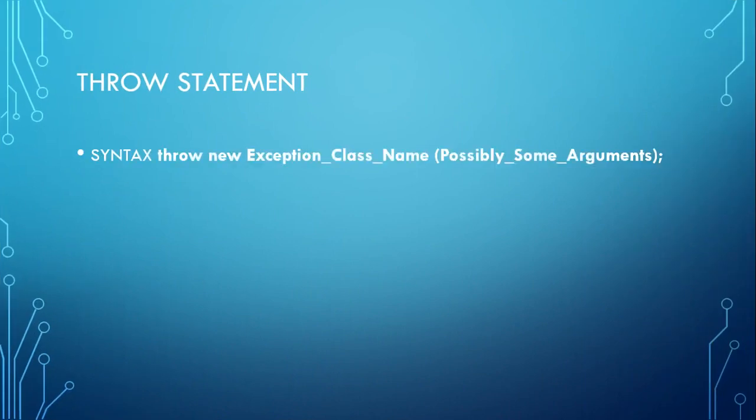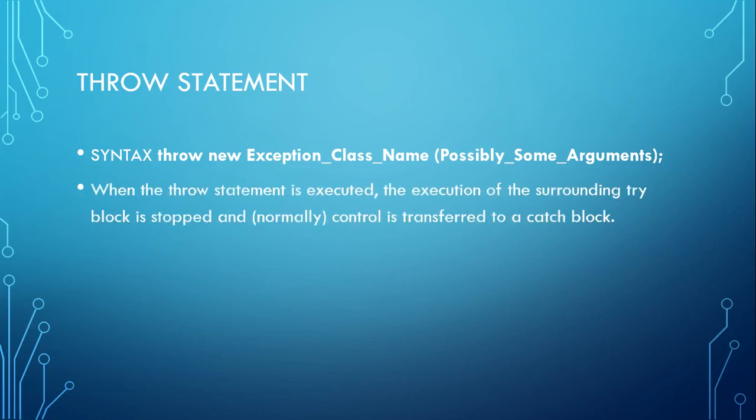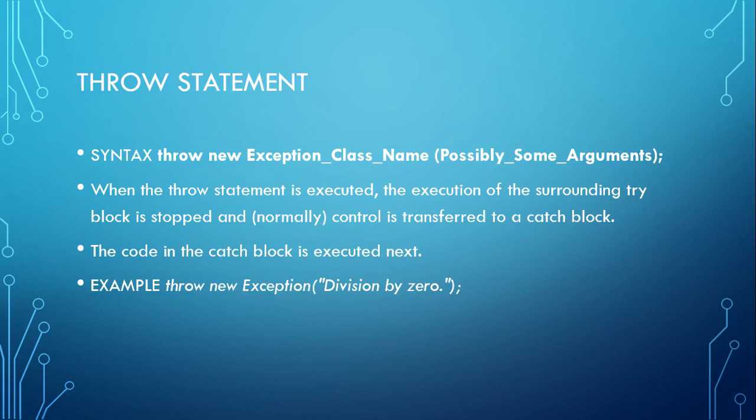So the syntax, throw new exception class name, possibly some arguments. All right. When we look at the syntax, the throw statement is executed. Therefore, the execution of the surrounding try block is stopped. And normally, control is then transferred to that of a catch block. So once it hits that throw statement, boop, jump out of the try block, go right to the catch block. The code in the catch block is executed next. So example, throw an exception, division by 0.